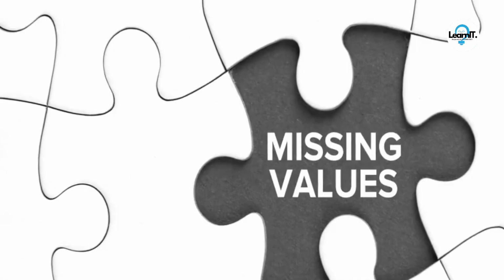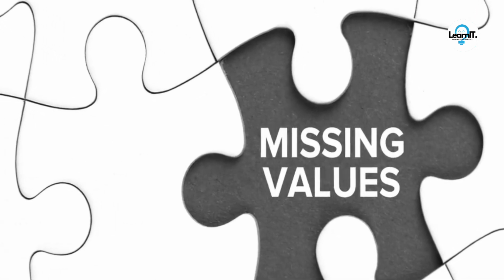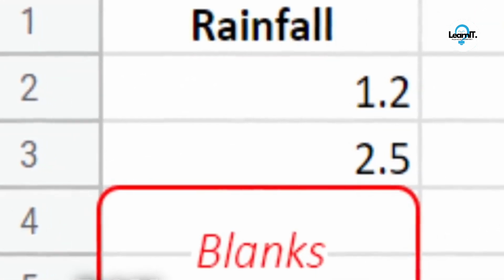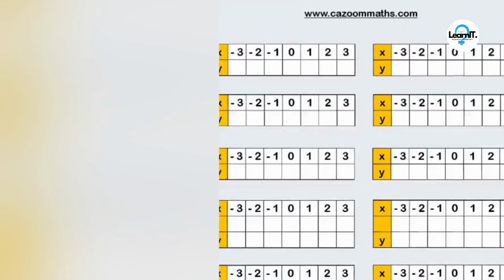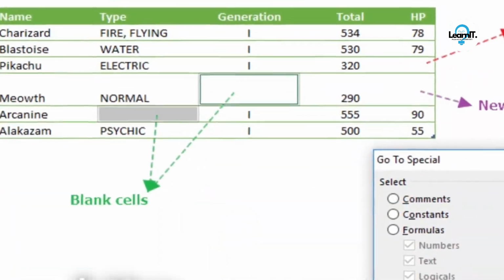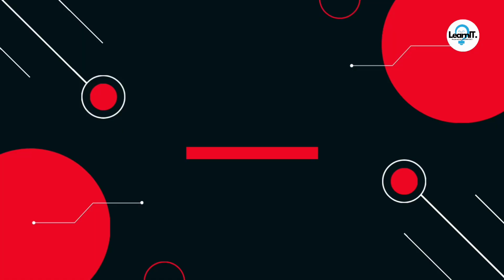The blank data type represents empty or missing values. DAX handles blanks differently from zero or an empty string. Understanding how DAX handles blanks is important for avoiding errors and creating accurate calculations.